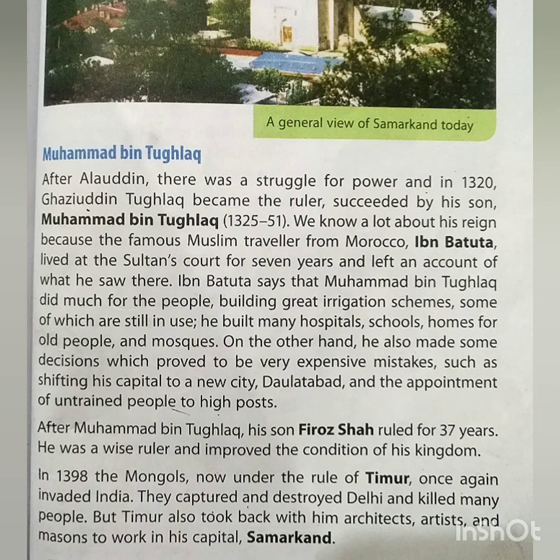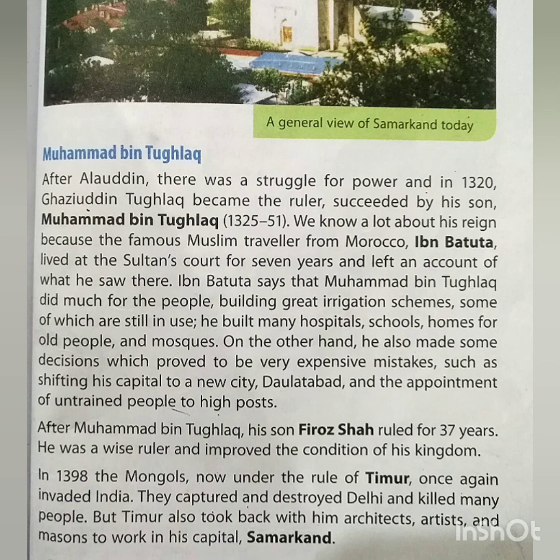Now, we know about him because there was a famous Muslim traveler from Morocco whose name was Ibn Battuta and who lived at the Sultan's court for 7 years. He told us that Muhammad bin Tughlaq did so many great things for the people, such as building great irrigation schemes and building hospitals, schools, homes for the old people and mosques. But besides all these things, there were some mistakes made by him, such as shifting his capital to a new city, Daulatabad, and he also appointed some untrained people to high posts. These mistakes proved to be very expensive, or you can say grave mistakes.